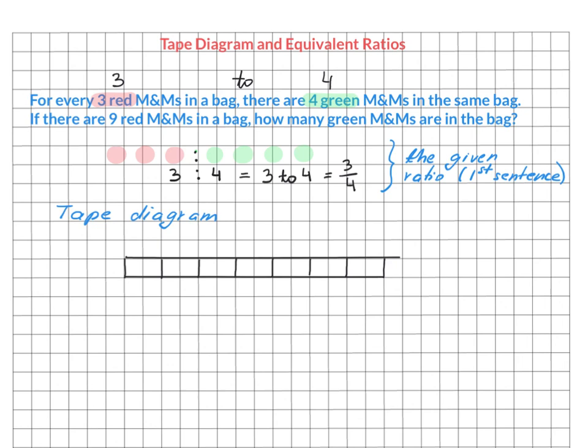Now we're gonna draw my red M&Ms and green M&Ms inside the tape. So first I want to say this is 1, 2, 3 red M&Ms. So I'm drawing what's given, and I'm gonna write down red M&Ms. The next step, I'm gonna draw 4 green M&Ms, and I'm going to label this part of the tape diagram as green M&Ms.